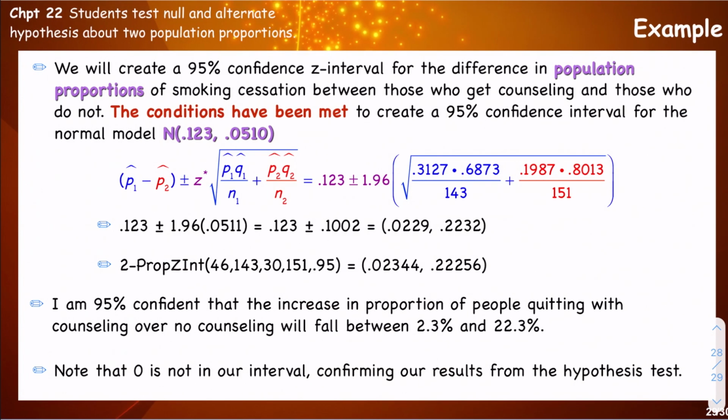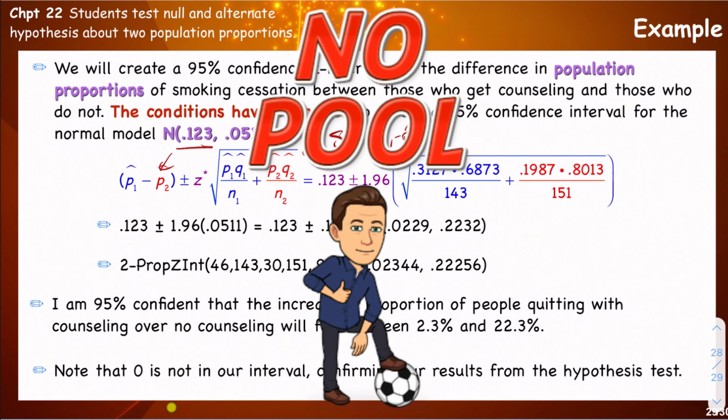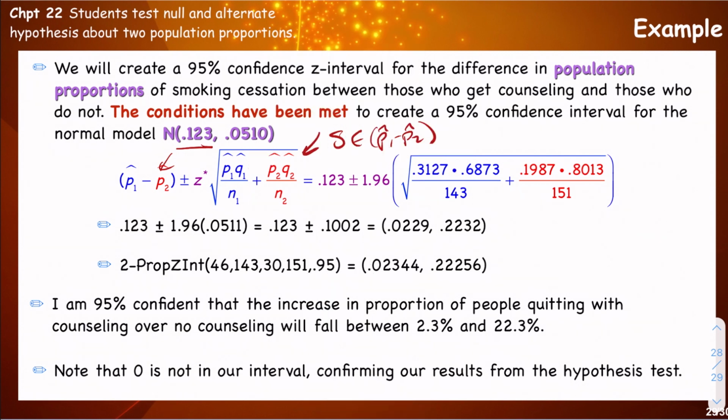So we will create a 95% confidence interval for the difference in population proportions for smoking cessation between those who get counseling and those who did not. The conditions are already met to create a 95% confidence interval with a normal model at 0.123, which is the difference. We came up with our z-score at 95%, which is 1.96. And then this is our standard error for the difference in our two proportions, which we have to actually calculate. So then we run our confidence interval. You can do this on your calculator. I trust you. And we're going to get 0.0232 to 0.2232.